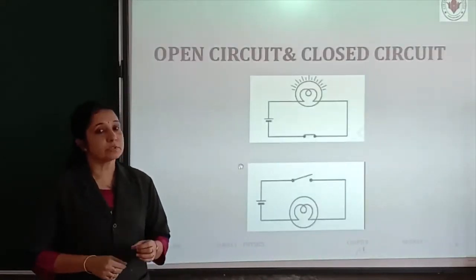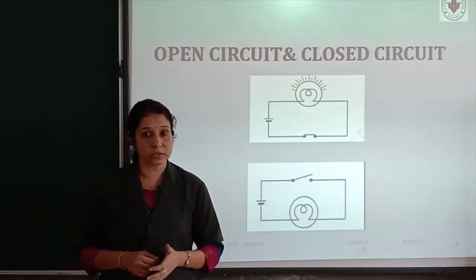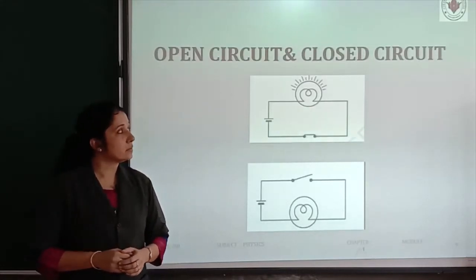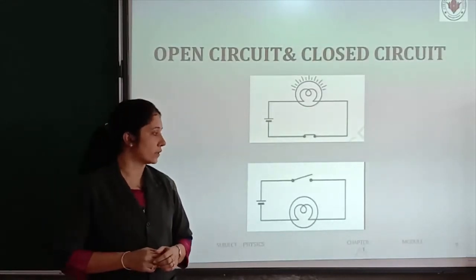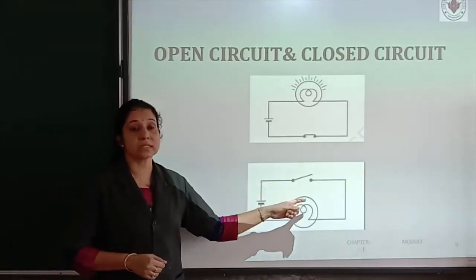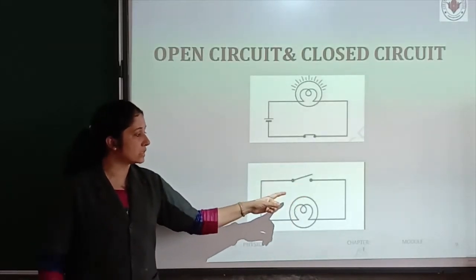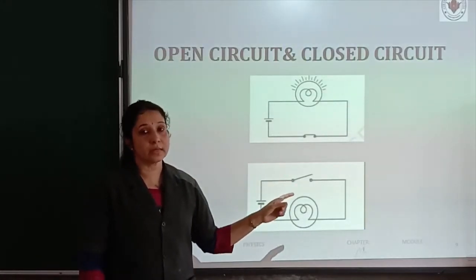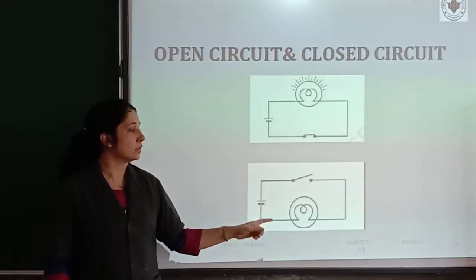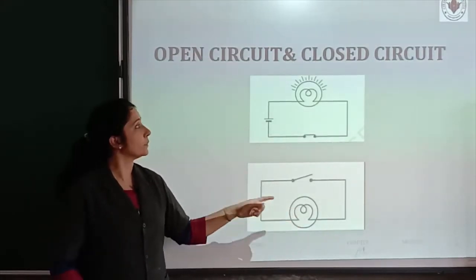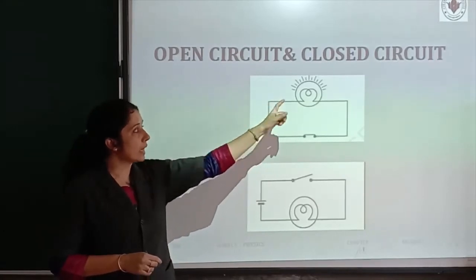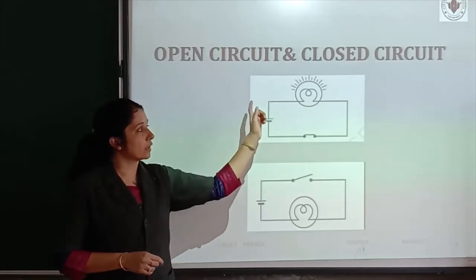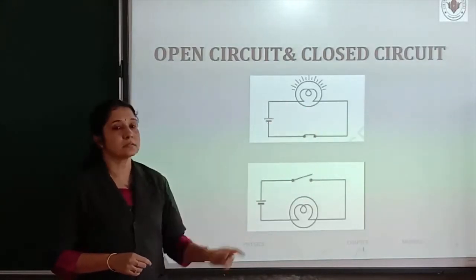Now there is a concept of open circuit and closed circuit. What does open circuit mean? Open circuit means that there is no flow of current in the circuit. So here you can see that the switch is in the off position. Since the switch is in the off position, this is an open circuit. So an open circuit is one in which there is no flow of electric current, and hence the bulb is not glowing. Whereas in a closed circuit, the bulb glows because the switch is in the on position and current flows through the circuit, and hence the bulb glows.